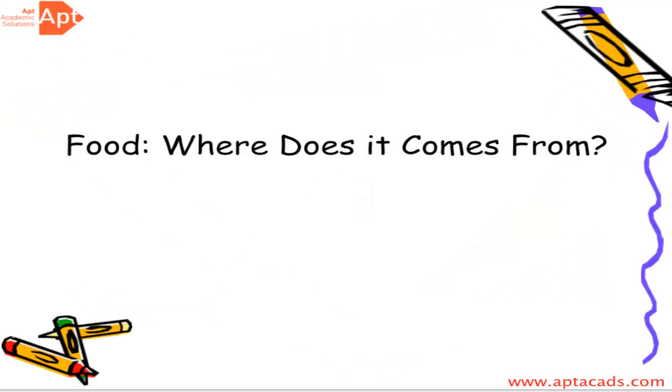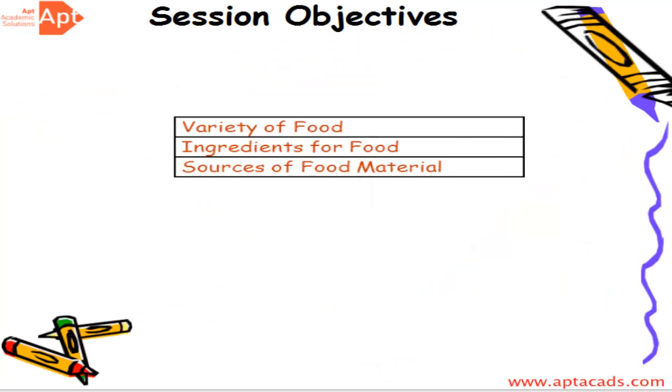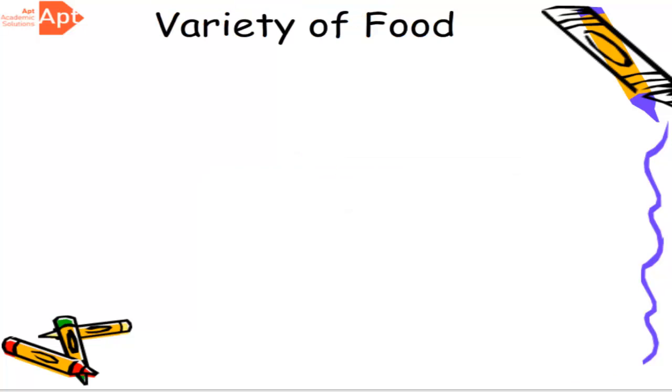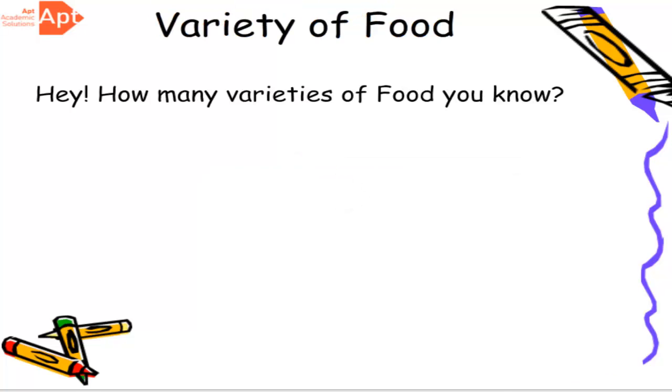We are going to discuss food today, and we'll understand the variety of food that we eat, the ingredients for food, and also the sources of food material. So let's get started with the variety of food first.